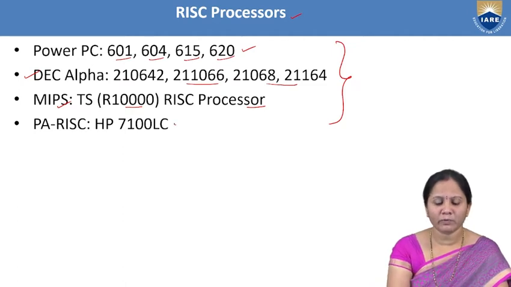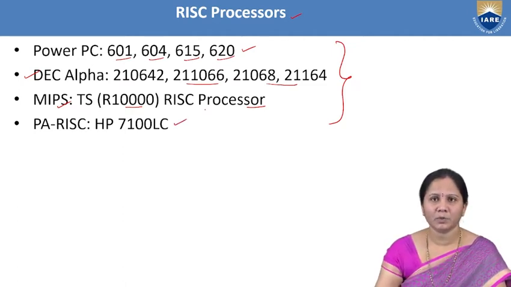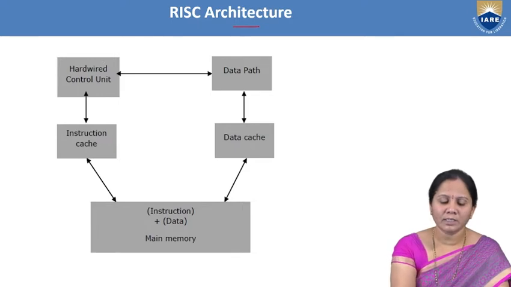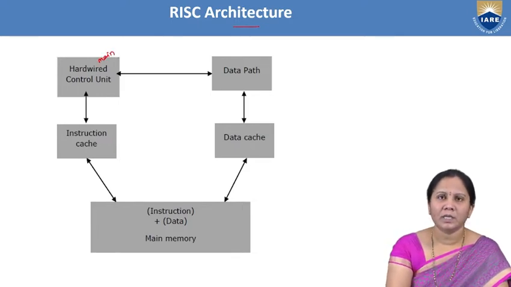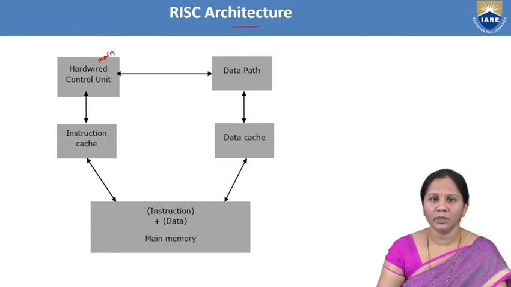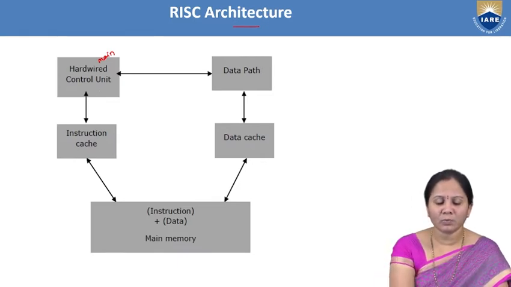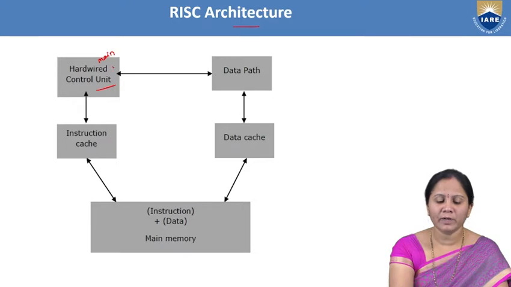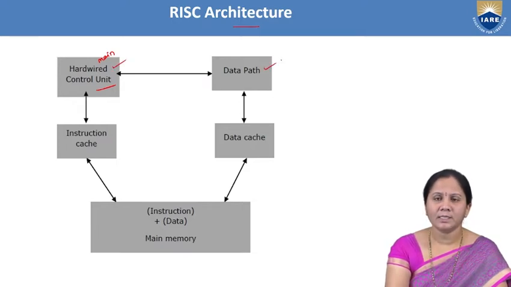Here this is also one of the RISC processors, that is PA RISC HP 7100LC. And so here this is the RISC architecture. In the RISC architecture, this is the main unit. That means this unit is a hardwired control unit where all the control information, the operations that should be performed, like instructions, will be present. So here this hardwired control unit can access the data path and instruction cache.